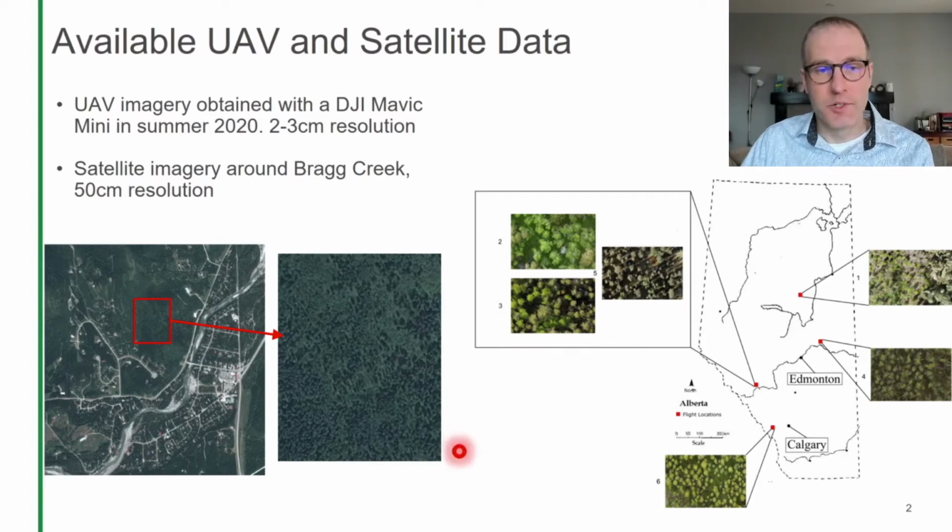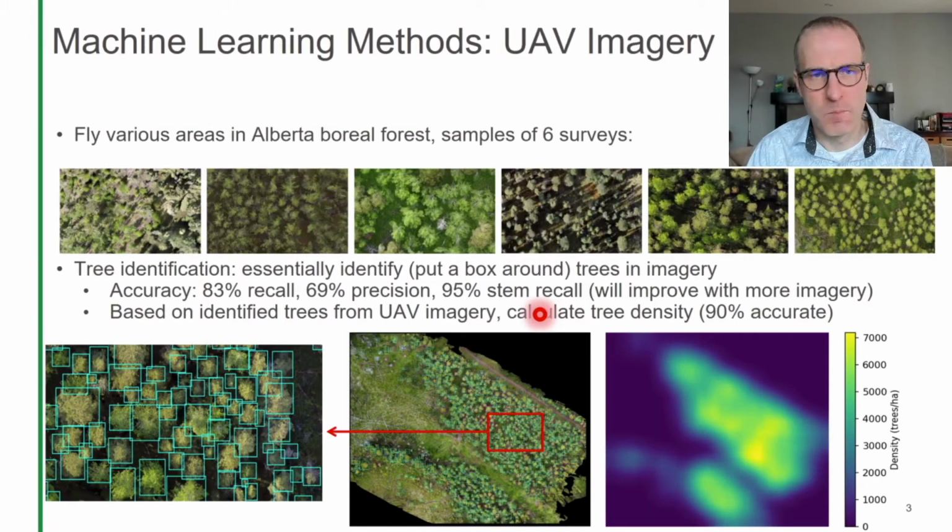Here's the satellite imagery. So this is publicly available for purchase. So it's at about a resolution of 50 centimeters. That's what a tree looks like at 50 centimeters. This is what trees look like at about 2 centimeter resolution. So we'll look at trying to extract some fuel characteristics from these different types of images.